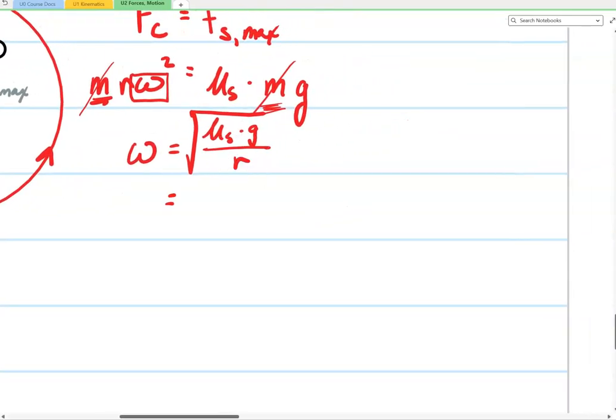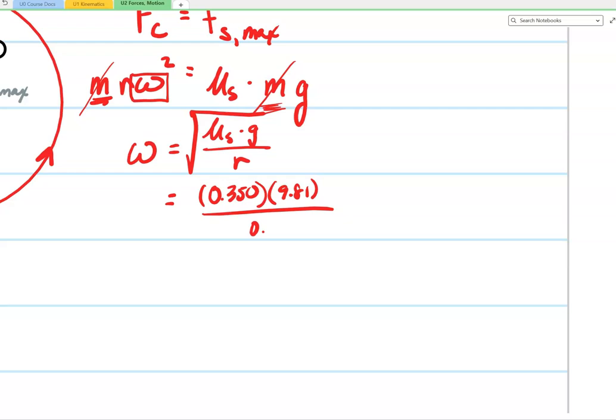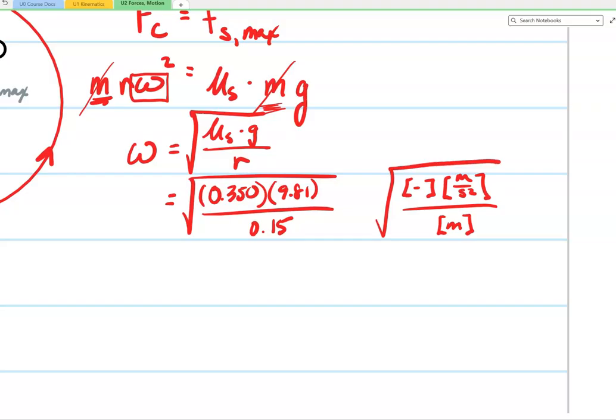If we start substituting in values, we have 0.350, gravitational acceleration, I like using 9.81, if you use 9.80, that's okay too, and our radius of 0.15 underneath the radical. Quick check here, mu has no unit. Gravitational acceleration is meters per second squared. We're going to divide that by, again, meters, and all of that's underneath the radical.